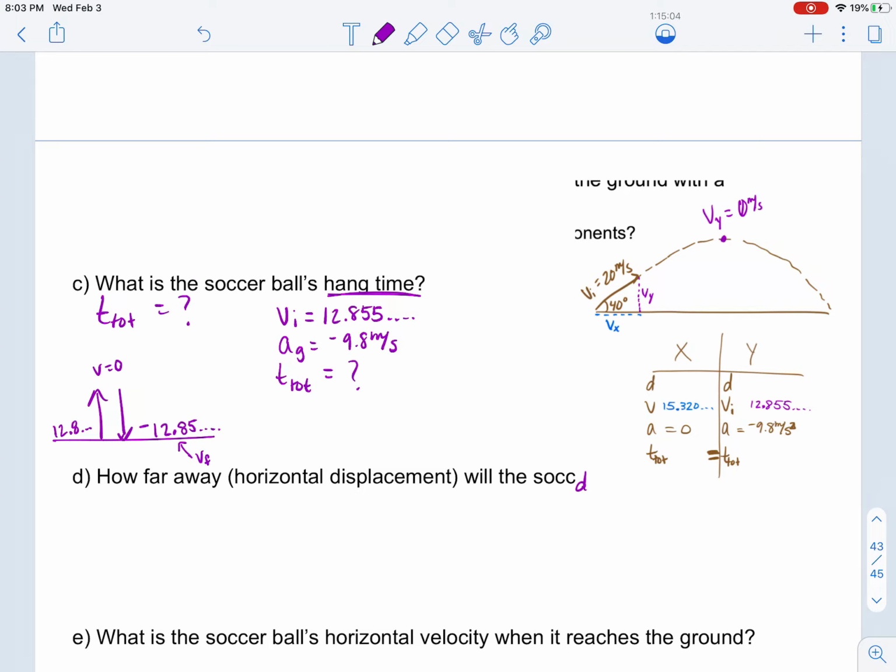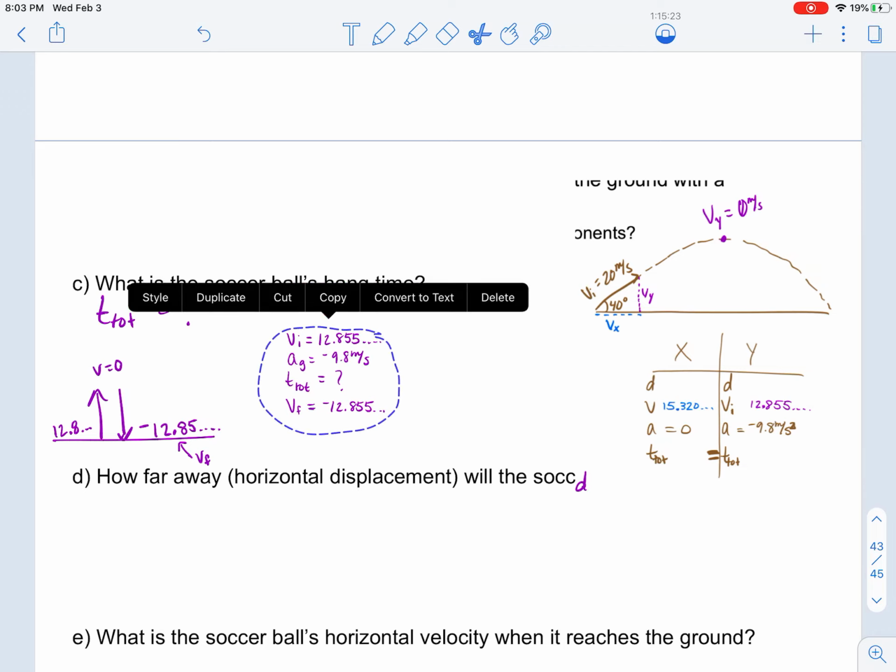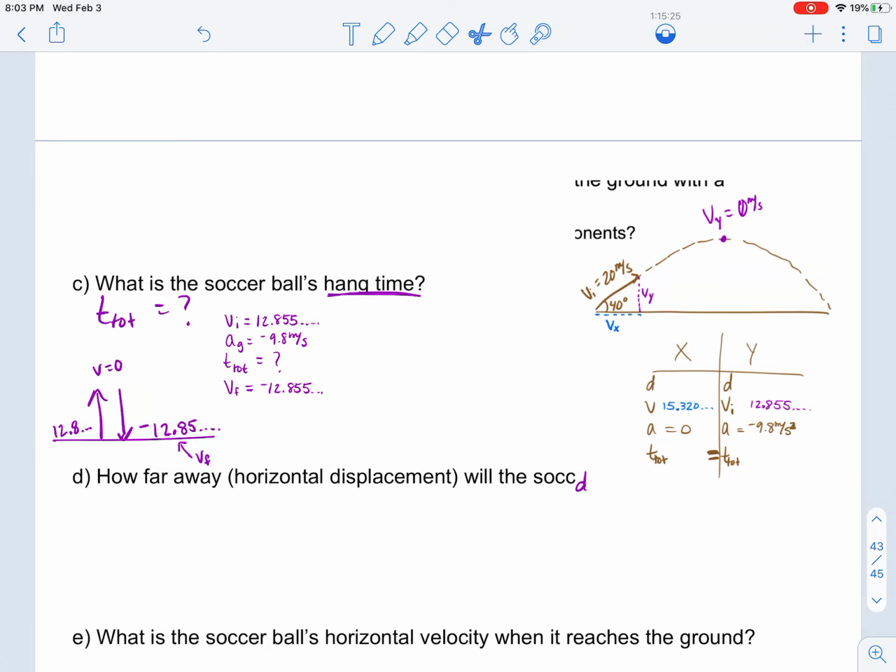the final velocity because the ball is going to go up and then it's going to come back down, and that's what it's asking for. So at the end of its hang time, the final position would be the ground. So I would use this value as my final velocity. Okay, so now I need to pick my equation. So looking at the variables that I have, a VI, an A, a VF, and I'm looking for time.